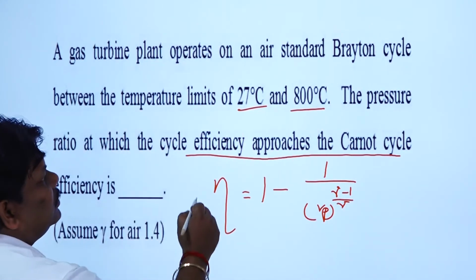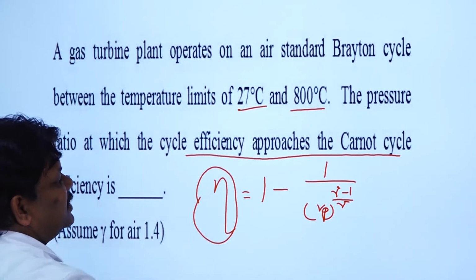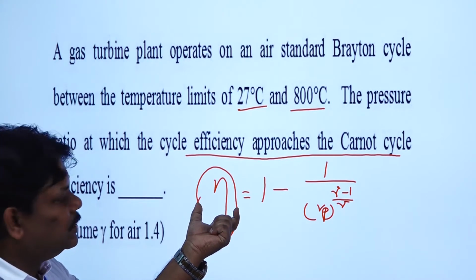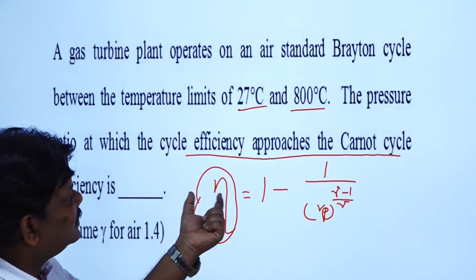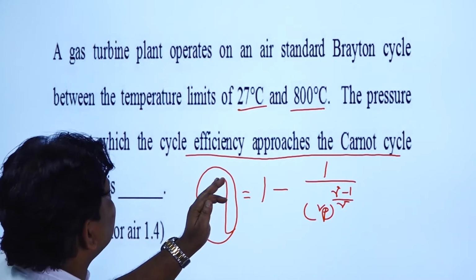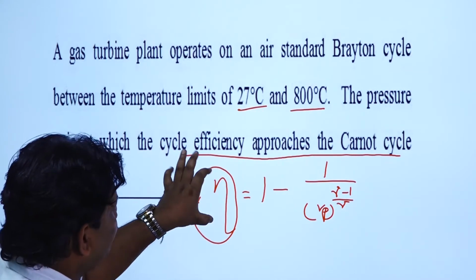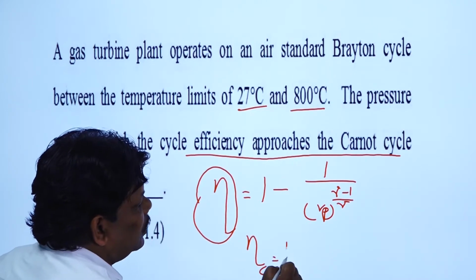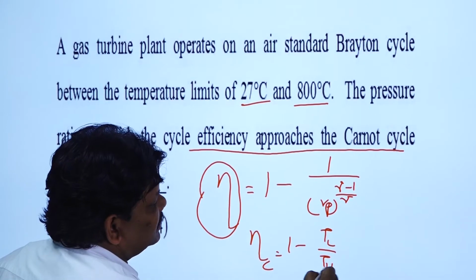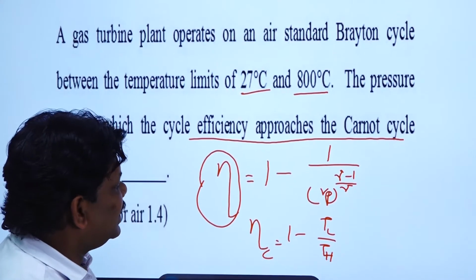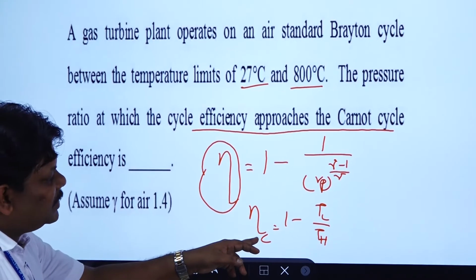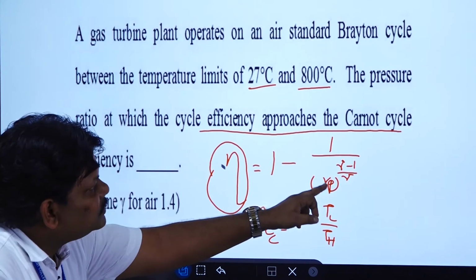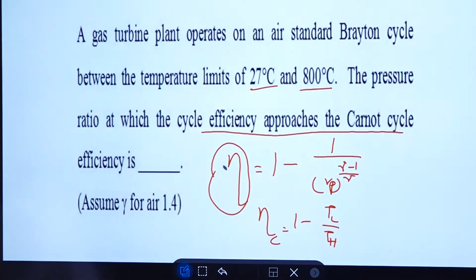Carnot cycle. Since the higher and lower temperature limits are given, you first want to find the efficiency of the Carnot cycle. Eta for Carnot is 1 minus TL by TH, that is the lower temperature and the higher temperature. You substitute the Carnot efficiency here, and the only unknown will be Rp. That is the thing you have to answer.